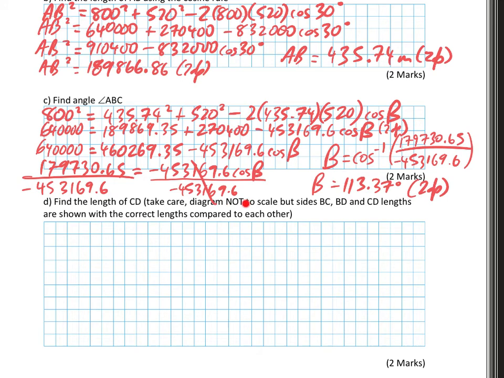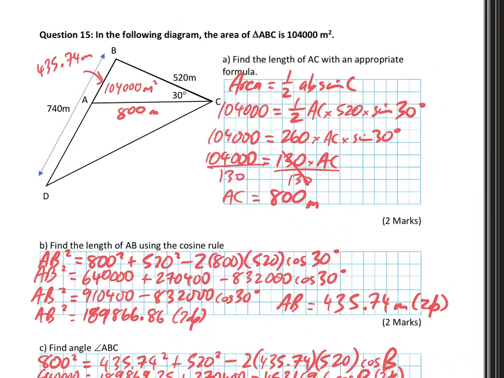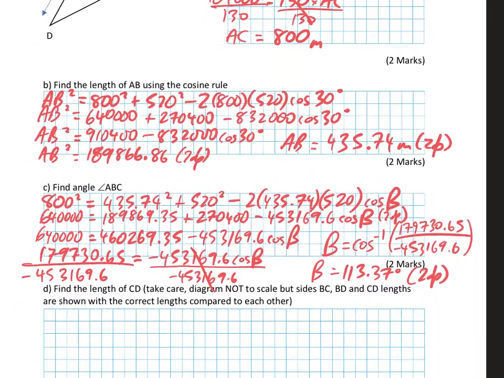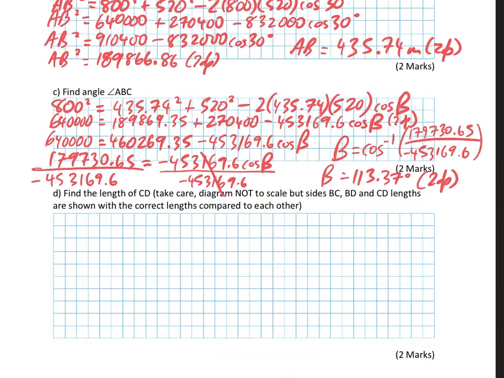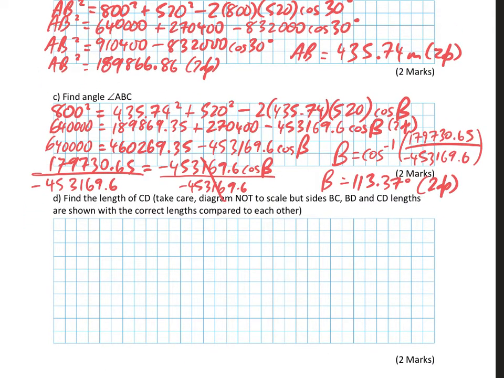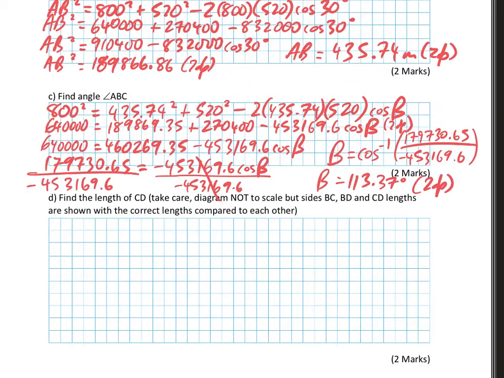Find the length of CD. Take care. So I'm putting hints in here because I want you to be successful. Diagram is not to scale, but sides BC, BD, CD lengths are shown with the correct lengths compared to each other. So what I'm trying to say here is that this is 520. It should be shorter than 740, and this should be shorter than whatever CD is. Because remember, there's that possibility of ambiguous situations when we use the sine rule.